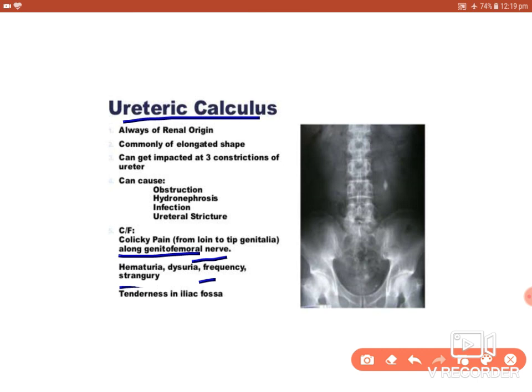The investigation for suspected ureteric calculus is mainly through CT scan of the kidney, ureter, and bladder, and also with the help of plain urological radiography. What you are seeing is the plain urological radiography. Here you can see the ureteric calculus on the left side. In the left ureter there is a calculus. That's all about the ureteric calculus.